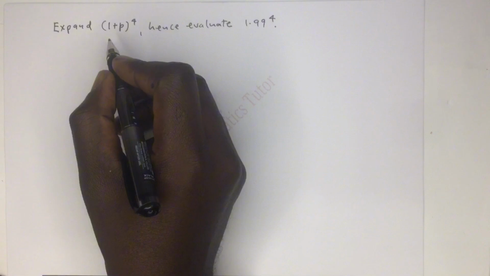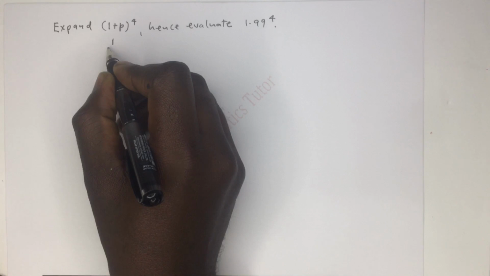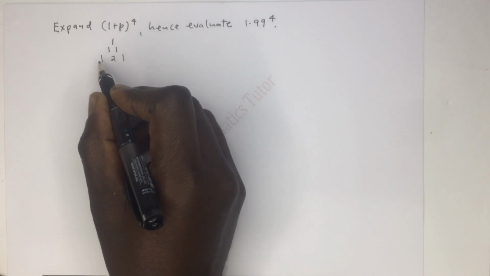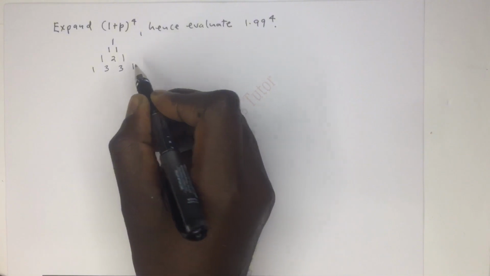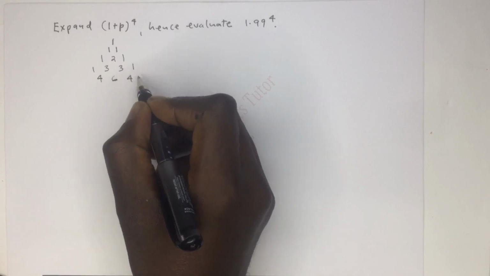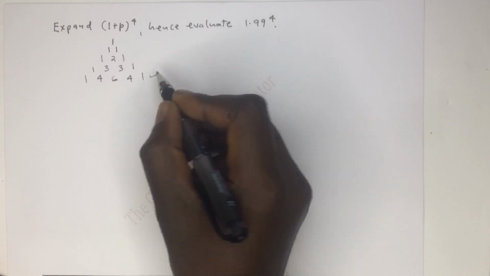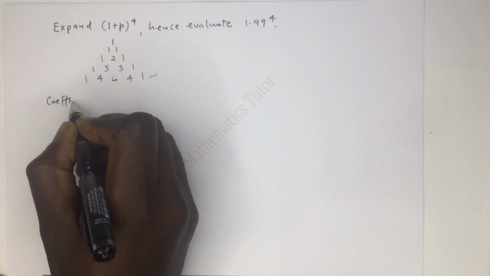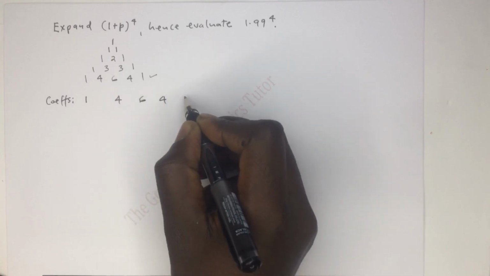When n is 0, we have the coefficient of 1. When n is 1, we have 1, 1. Then 1 plus 1, that is 2. Then 1, 1. 1 plus 2, that is 3. 2 plus 1, that is 3. Then 1, 1. Then 1 plus 3, that is 4. That is 6. That is 4. So we have 1, 2, 3, 4, 5. So this is the row that we require. So we're just going to list them. We see that the coefficients are 1, 4, 6, 4, 1.